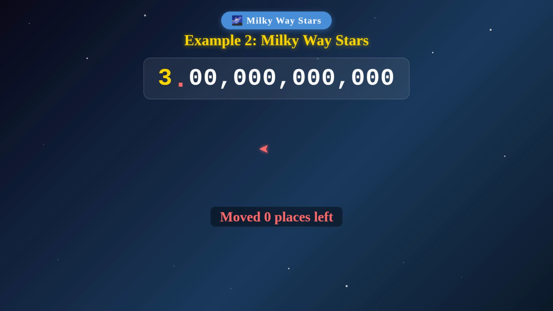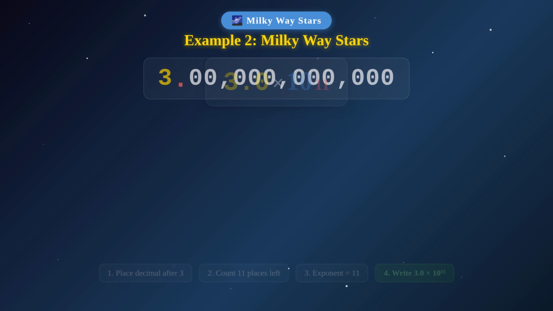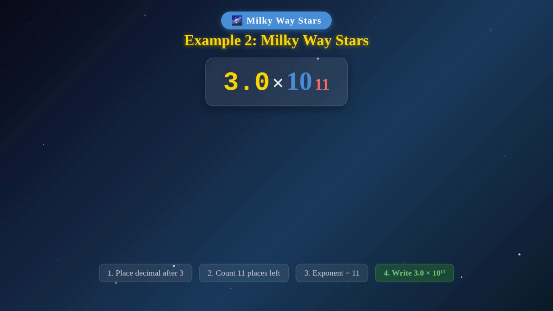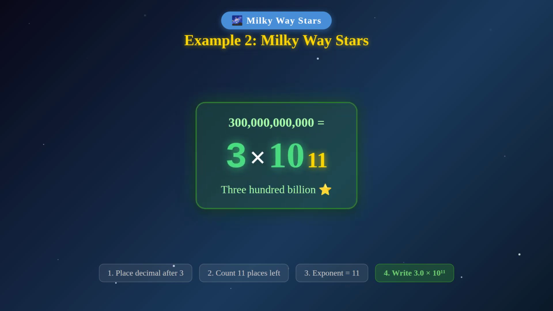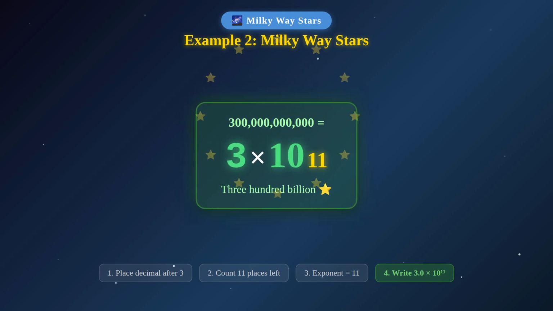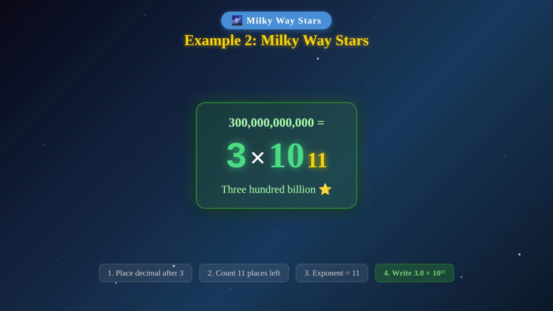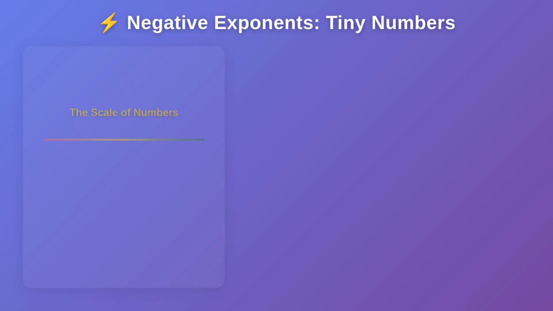300 billion stars in the Milky Way. Step 1, place the decimal after the first non-zero digit. That gives us 3.0. Step 2, count the places. From after the 3, we move the decimal left. 1, 2, 3, 4, 5, 6, 7, 8, 9, 10, 11. We moved 11 places. Step 3, exponent is 11. Step 4, we write 3.0 times 10 to the 11th, or just 3 times 10 to the 11th. 300 billion written in just a few characters. That is seriously powerful.